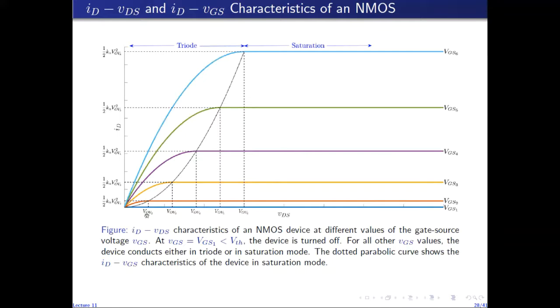So VOV2 represents the overdrive voltage at VGS2. VOV2 is actually VGS2 minus V threshold. Similarly, VOV3 is VGS3 minus V threshold, and VOV6 is VGS6 minus V threshold. So these vertical lines represent the value of the overdrive voltage at different VGS values. The corresponding saturation current is given by these expressions.